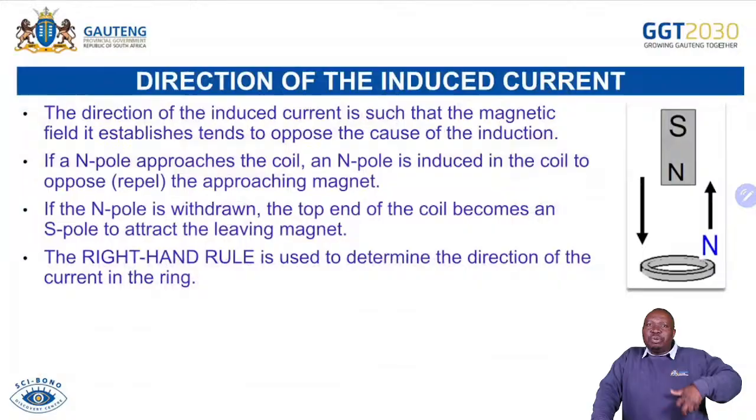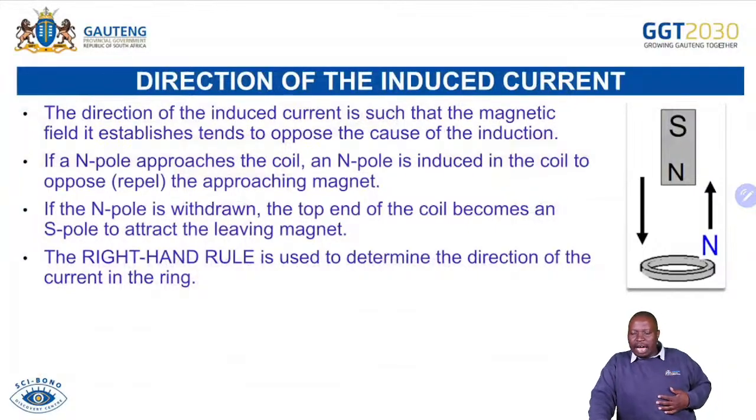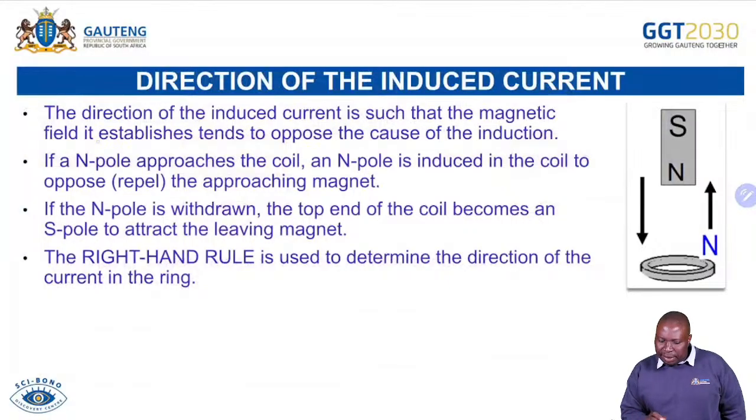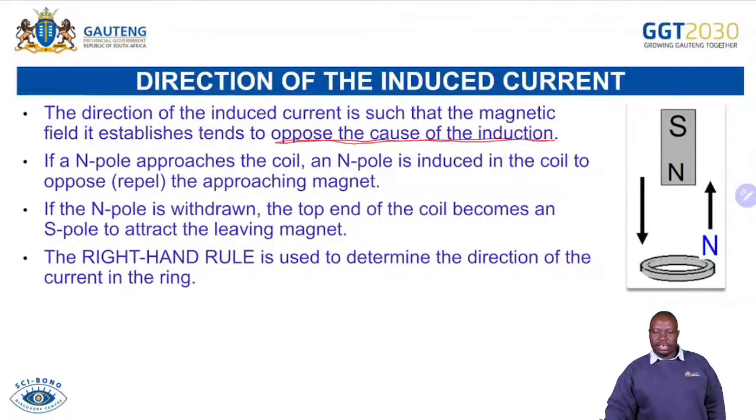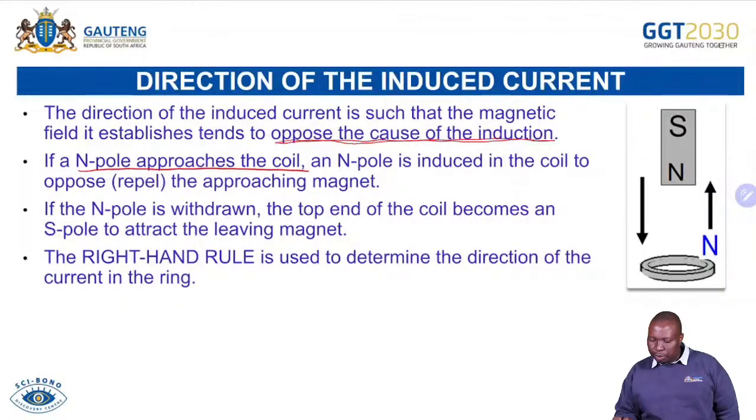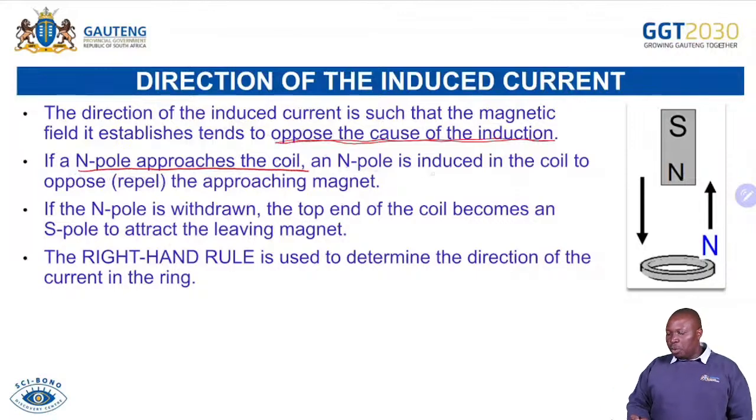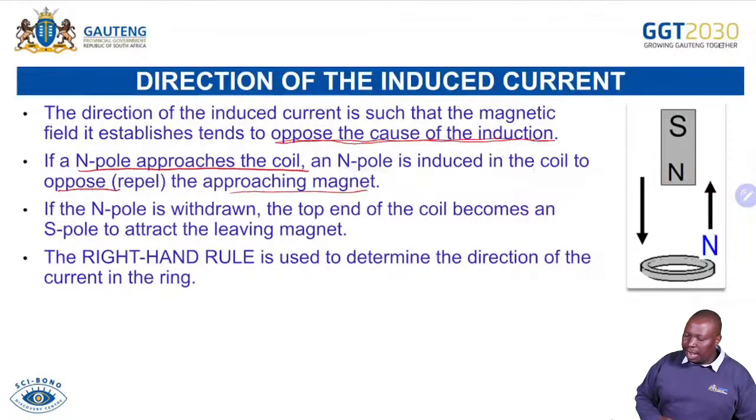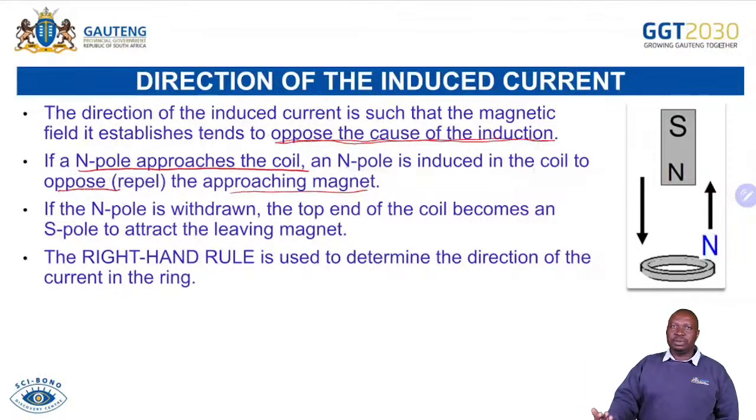So we must appreciate the importance of this change in magnetic flux. Hence, the direction of the induced current is such that the magnetic field it establishes tends to oppose the cause of induction. So it always opposes the cause of induction. If a north pole approaches the coil, for example, what happens? A north pole is induced. Here it becomes the north pole in the coil to repel, or to oppose, the approaching magnet. And that is how magnetic flux is being changed.